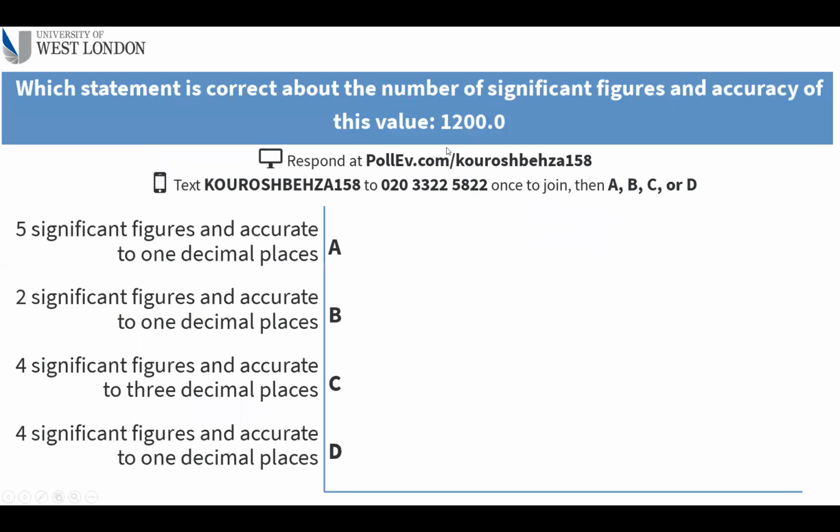The other question that we're going to discuss is which statement is correct about the number of significant figures and accuracy of this value, 1200.0. Option A, 5 significant figures and accurate to 1 decimal place. Option B, 2 significant figures and accurate to 1 decimal place. Option C, 4 significant figures and accurate to 3 decimal places. Option D, 4 significant figures and accurate to 1 decimal place.